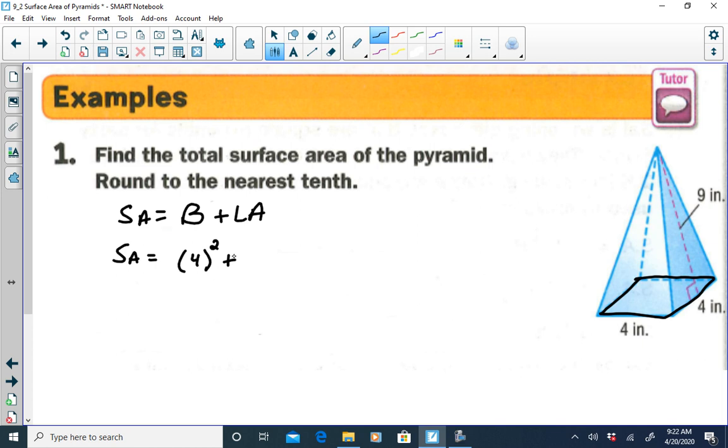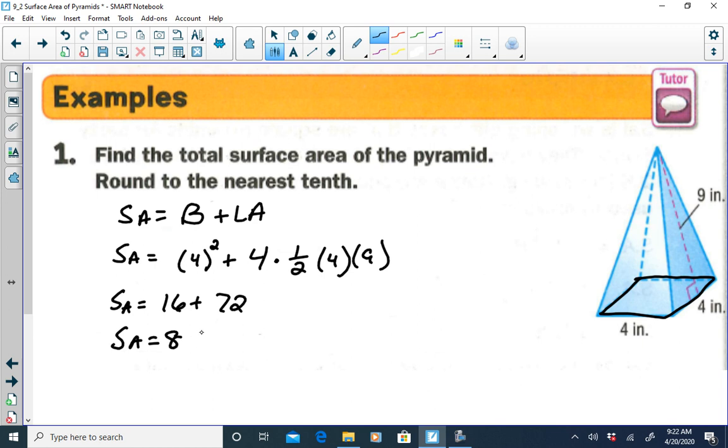Well, what's the lateral area? The lateral area is 4 triangles, and each of those 4 triangles is 1/2 the base, which is 4, times the height, which is 9. And then we just do the calculations correctly. Surface area is going to be equal to 16 plus 4 times 1/2 times 4 times 9. That's going to be 72. So the surface area is going to be equal to 72, 82, that's 88 square inches for the surface area of that figure.